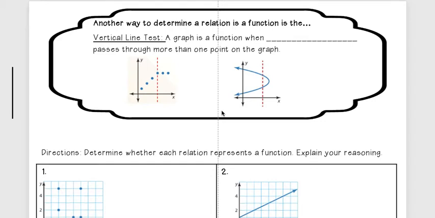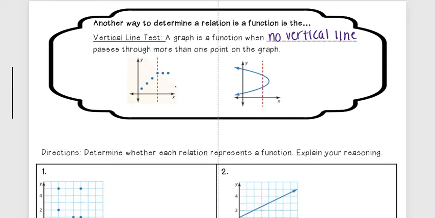Okay, so for this last video, we're going to look at relations and functions in their graph form, and we're going to determine whether the graph represents a relation or a function. To do that, we use something called the vertical line test. The vertical line test tells us that a graph is a function when no vertical line passes through more than one point on the graph.